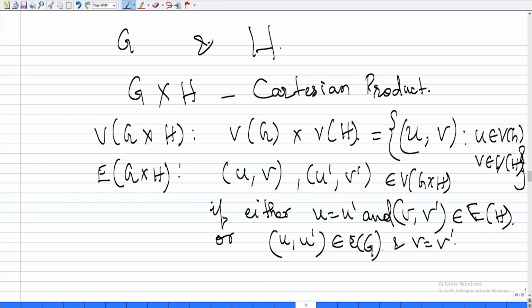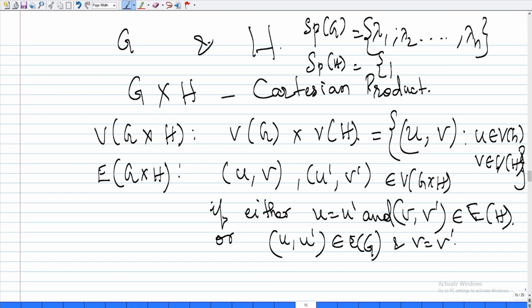Edge set of G and v is equal to v prime, right. So, suppose I just start with the condition that we are looking for. Spectrum of G is say lambda 1, lambda 2, ..., lambda n, say on n vertices. I did not define all those things. G is on n vertices, H is on m vertices we can take, right, and say spectrum of H is say mu 1, mu 2, ..., mu m. Then what can we say about the spectrum of G cross H?